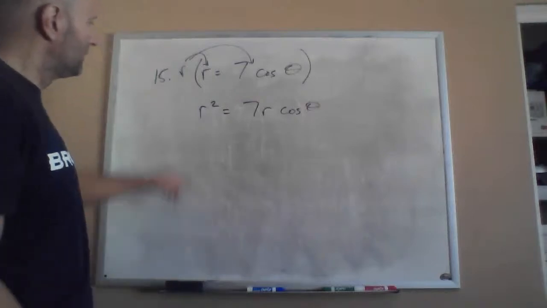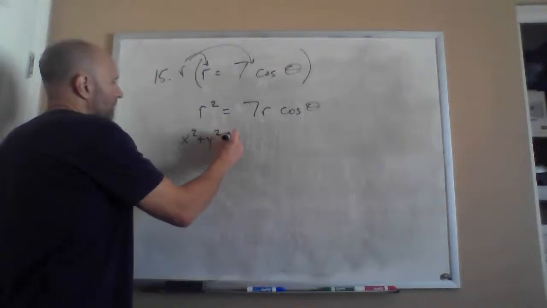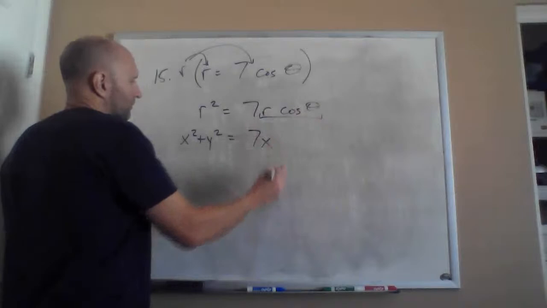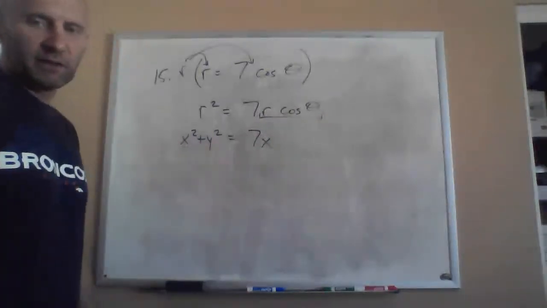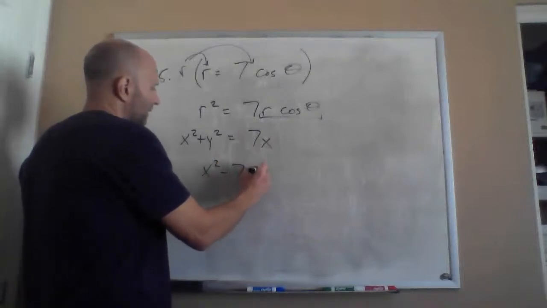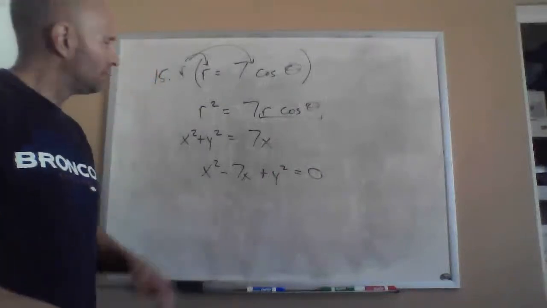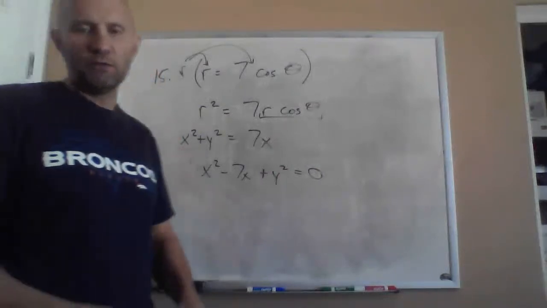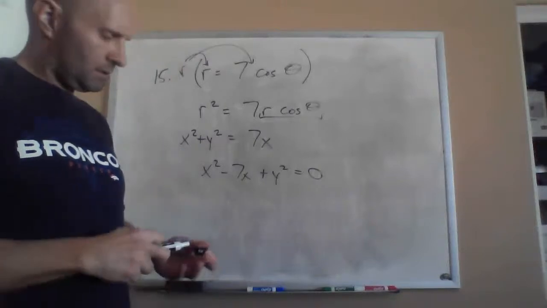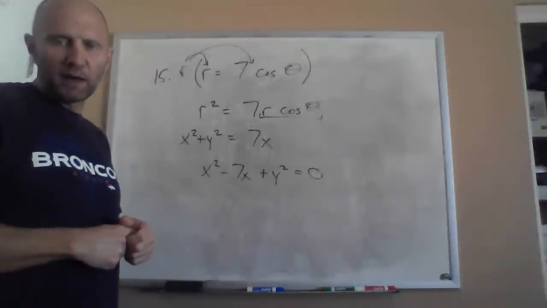Yep, perfect, you guys. And r squared is what? That's x squared plus y squared. R cosine of theta is what? It's x. And again, technically you're done. You could move everything over if you want. X squared minus 7x plus y squared is 0. If you want to do that, that's fine. But WebAssign should take either of those versions, I'm assuming. All right, so any questions on any of this before we move on to 8.2?